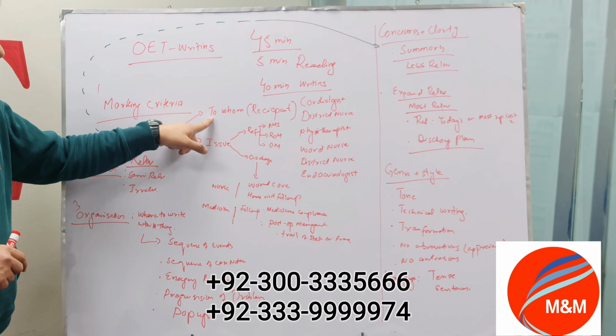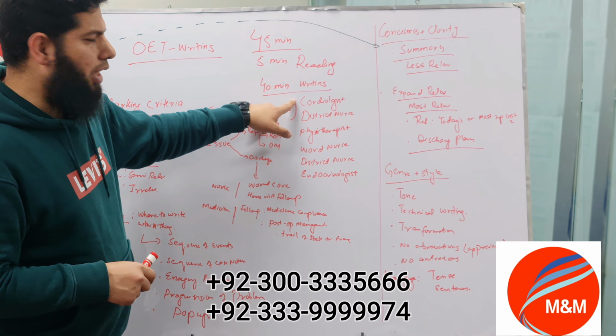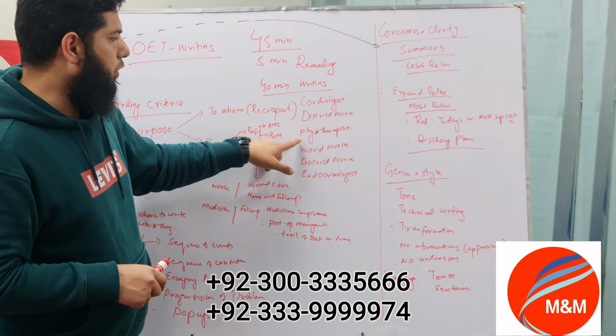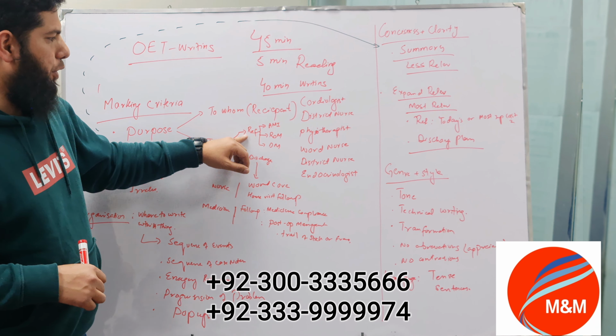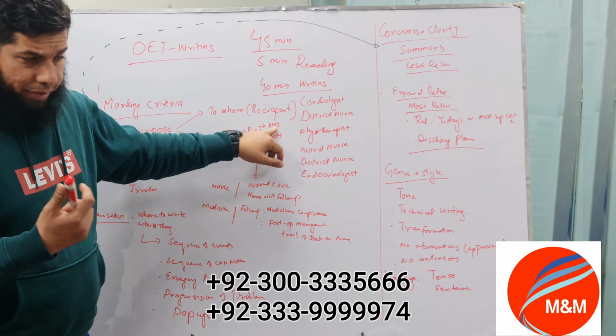Always see who is the receiving person, who is the recipient. For the sake of example, if I am writing this letter to a cardiologist, district nurse, physiotherapist, ward nurse, or endocrinologist, and so on, you have to put yourself in that person's shoes specifically. Okay, let's first say what is the issue. What I mean by the issue is, if we are referring the patient, we are suspecting AMI, right?